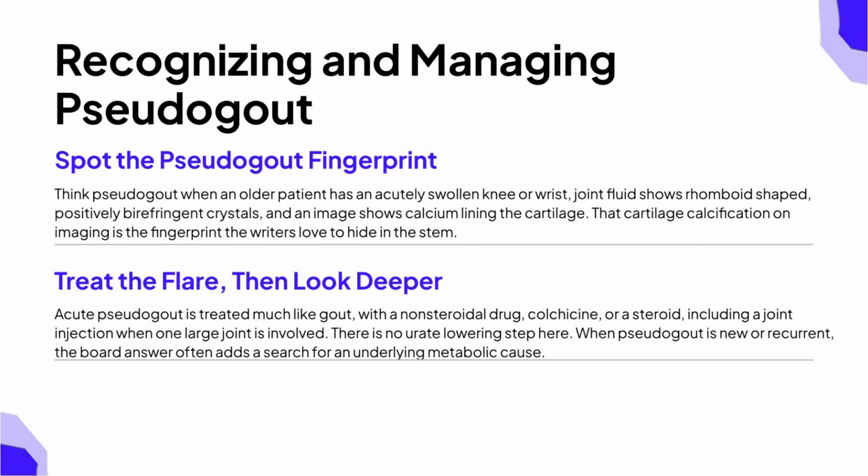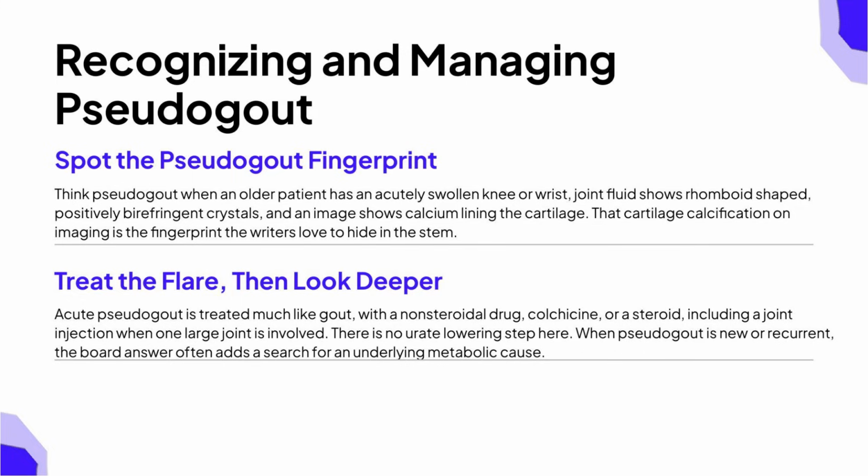Now let us talk about recognizing and managing pseudogout, because the board writers count on people confusing it with gout. First, learn the pseudogout fingerprint. Think of it when an older patient presents with an acutely swollen knee or wrist, when the joint fluid shows rhomboid-shaped, positively birefringent crystals, and when an image shows calcium lining the cartilage of the joint. That calcification of the cartilage on imaging is the detail the writers love to bury in the stem, and spotting it locks in the diagnosis.